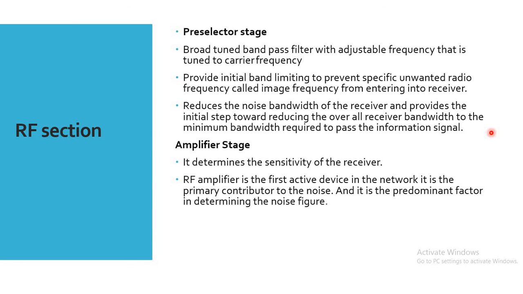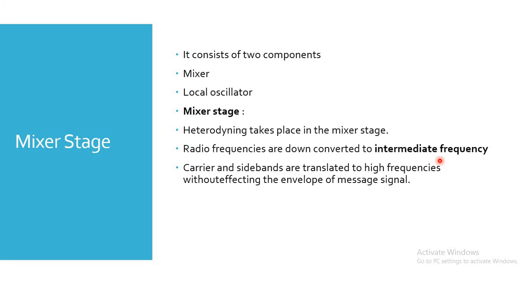Then the output of the pre-selector stage is given to the amplifier stage. This amplifier is actually an RF amplifier. It determines the sensitivity of the receiver. The RF amplifier is the first active device in the network. It is the primary contributor to the noise, and it is the predominant factor in determining the noise figure.